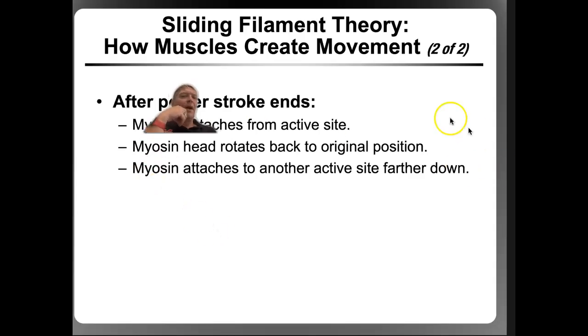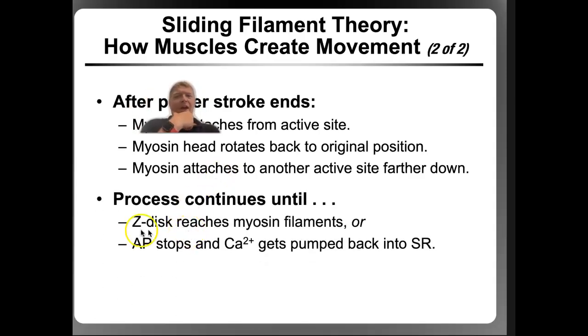After the power stroke ends, the myosin detaches from the actin site. The myosin rotates back to its original position and attaches, usually to another site further down. So they just keep grabbing, causing that to happen. That process goes until the Z-disc reaches all the way to the end, or the action potential stops, and calcium gets pumped back into the sarcoplasmic reticulum, allowing the muscle to release.